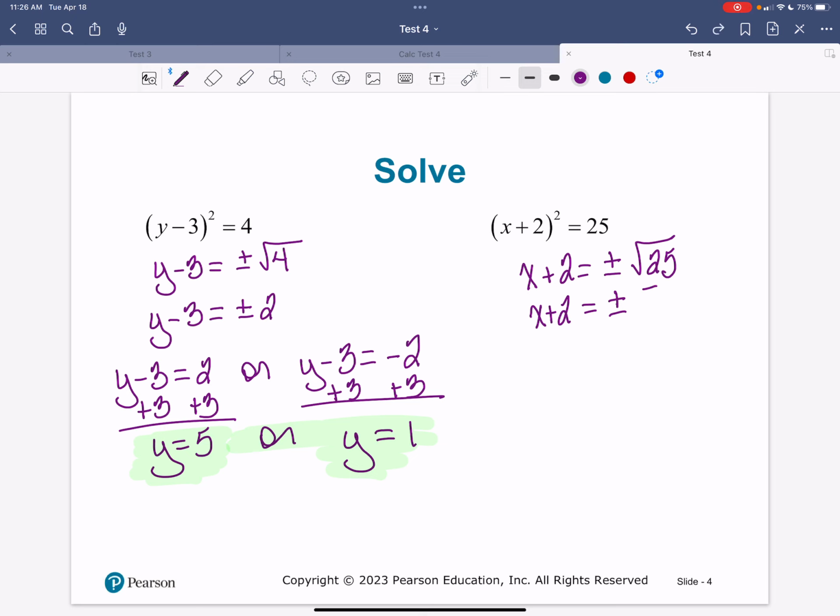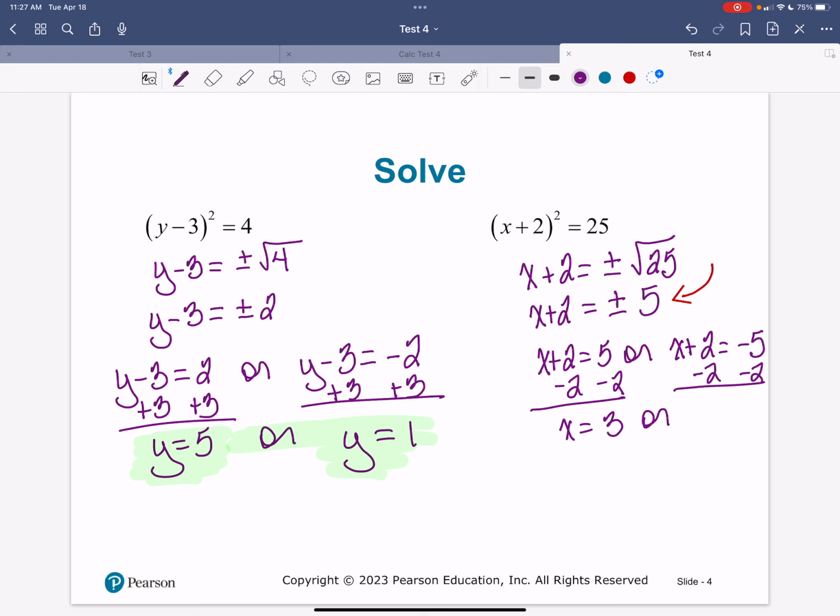I cannot get this right today. There we go. X plus 2 equals plus or minus 5. And how many solutions is this right here? 2. So x plus 2 can equal positive 5, or x plus 2 can equal negative 5. I subtract 2 from both sides here, and I get x equals 3. I subtract 2 from both sides here, and I get x equals negative 7.